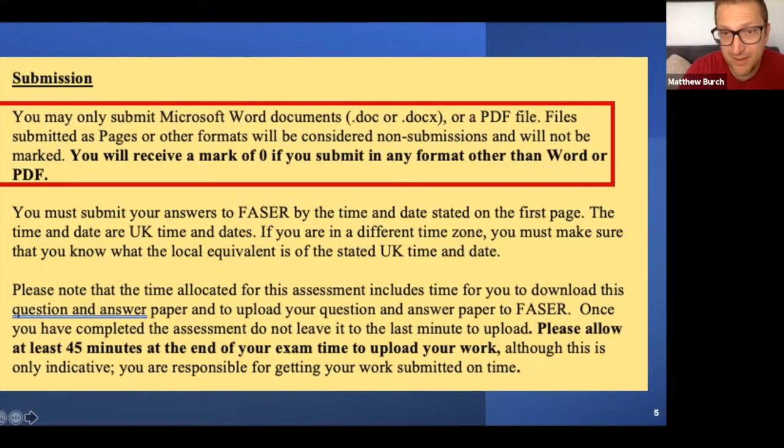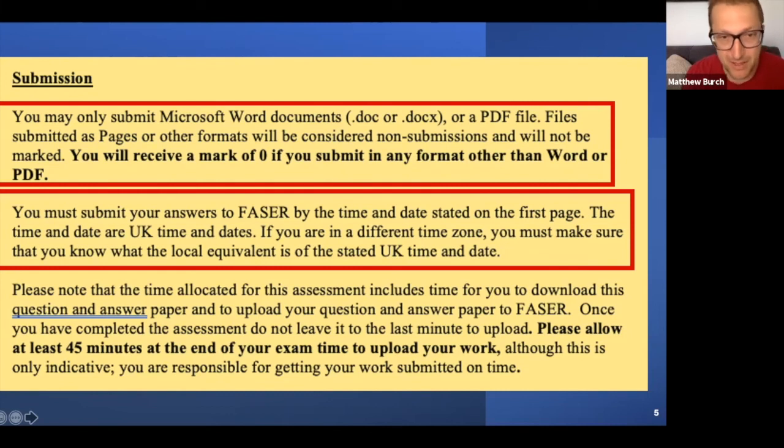Okay? When you submit the document, you need to submit it as a doc file or as a PDF file. They have a very strong position on this. You'll get a 0 if you submit any other format. So if you're one of these students who always turns in an RTF format or whatever, don't do that. Apparently they will give you a 0. There must be some reason for it. I don't know what it is, but it probably just makes someone's life really hard if you submit it in a different format. Okay. So you have to submit your answers to Phaser by the time and date stated on the first page of the document.